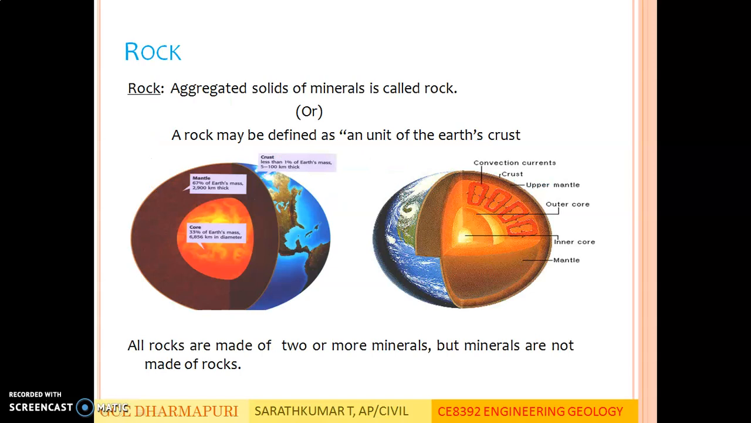So first, what is rock? Aggregated solids of minerals is called rock. A rock may be defined as a unit of the earth crust. As we have seen in the structure of earth, the topmost layer, the crust, is made up of rocks. All rocks are made up of two or more minerals, but minerals are not made up of rocks. Mineral is the basic unit. Two or more minerals combine together to form rocks.